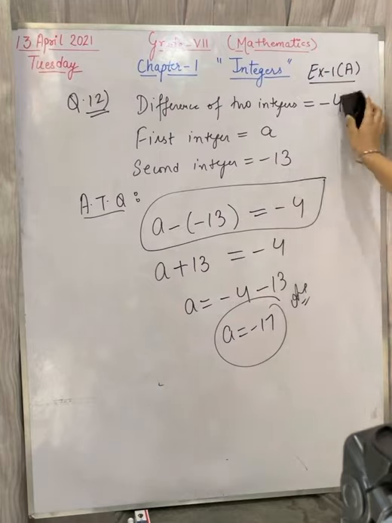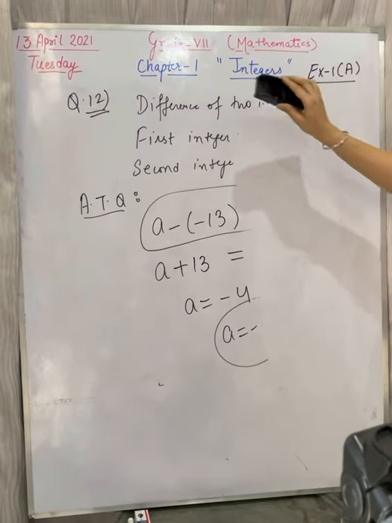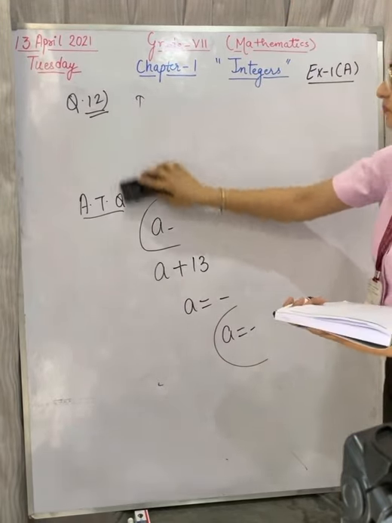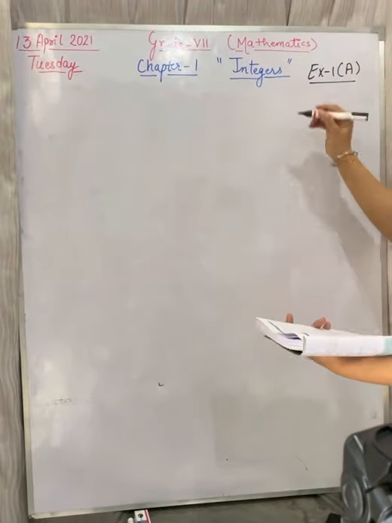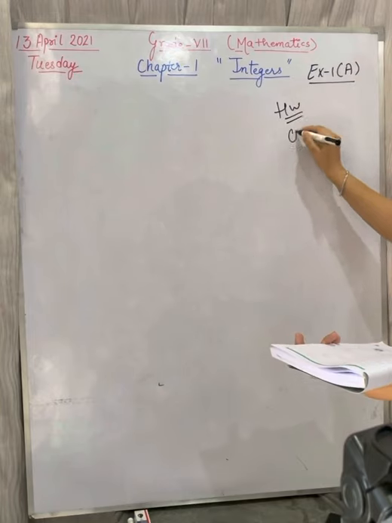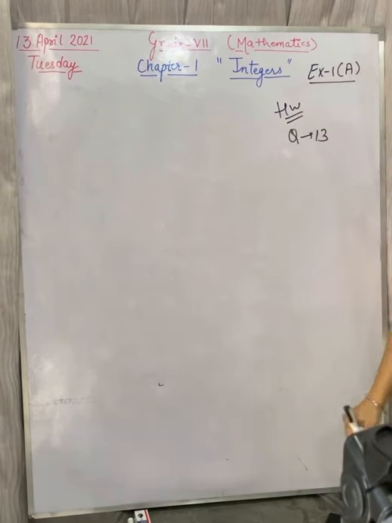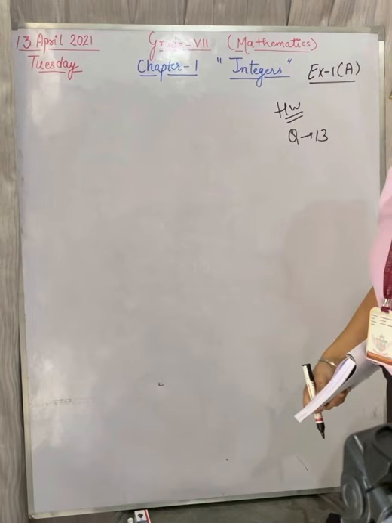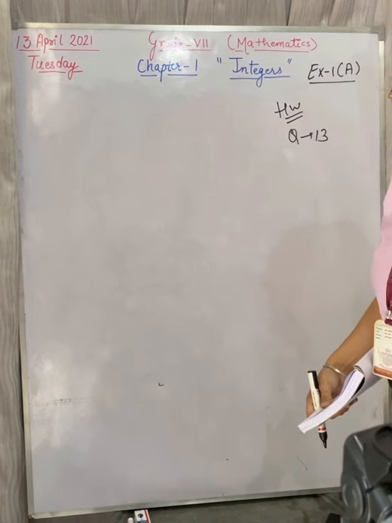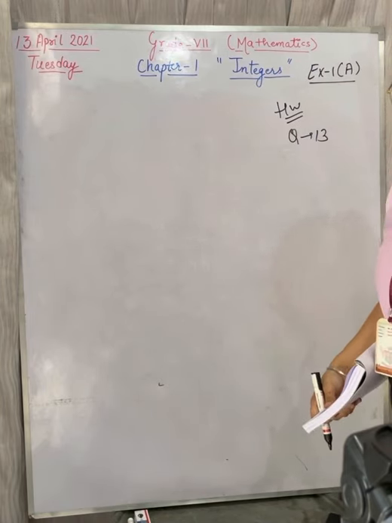Now 13th question is again based upon question 11th and question 12th. It is properly similar with these questions. So please mark question 13, I'm giving you for the homework. Question 13 is the homework. Take this question quickly in the book. Mark this question. Please mark this question. This is a homework question. Quickly.